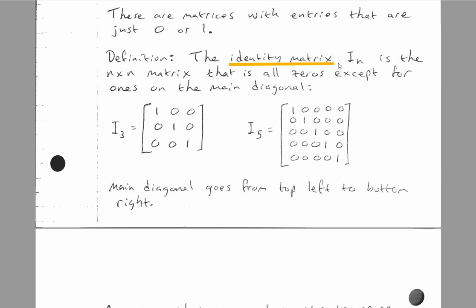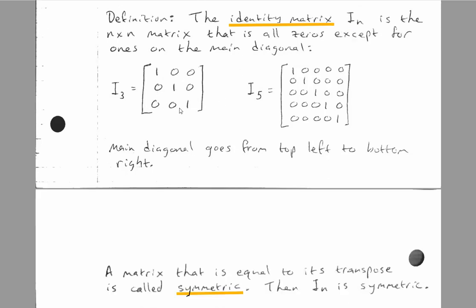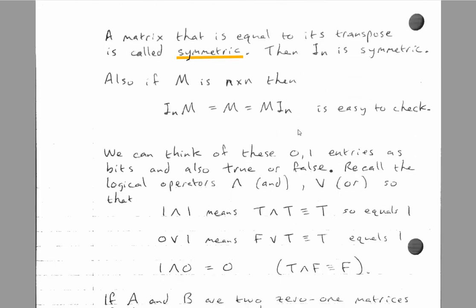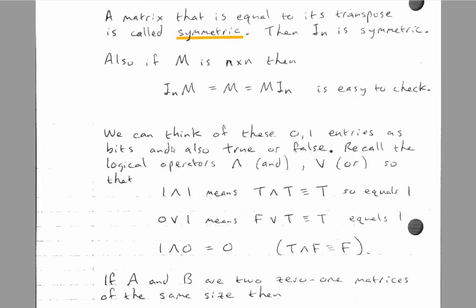Alright, so that's a well-known matrix, the identity matrix. And it's a 0-1 matrix, just has zeros and ones. Now, of course, back in chapter 1, back in the first section, we can think of zeros and ones as bits, where 0 means false and 1 means true.